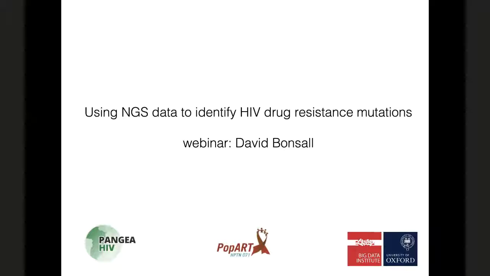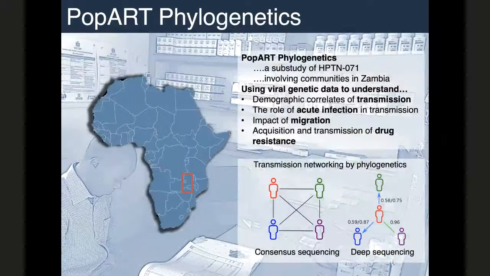But the method has been highly optimized to look at the specific challenges that we have with the kind of molecular epidemiology work that we're doing. And so I will talk a little bit about Popart. Mostly the data that I'll show is about resistance in Popart. It's all work in progress. The sequencing is just about complete for this clinical trial.